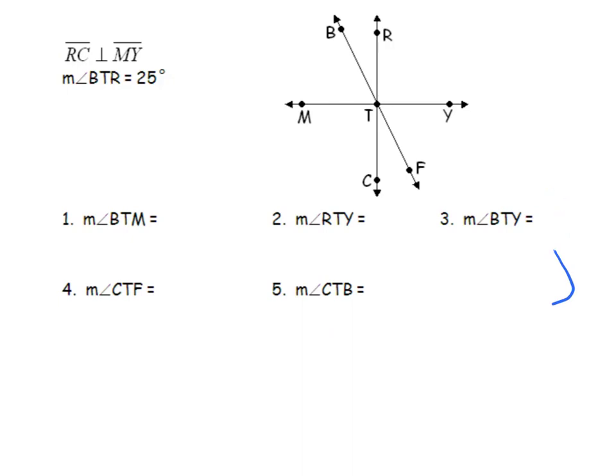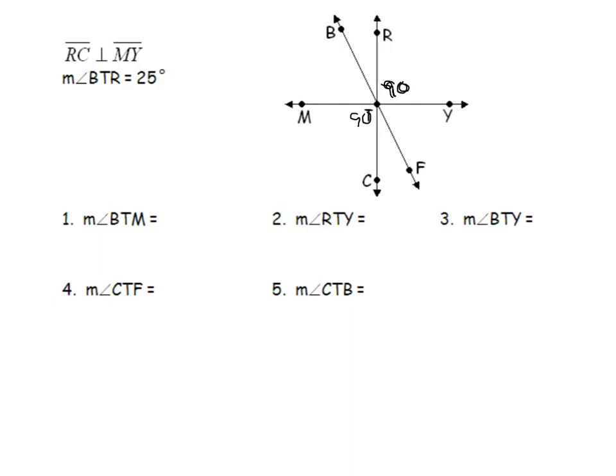Okay, so we're going to use the information that's given to us to fill in our picture first, then we're going to go ahead and answer 1 through 5. So first things first, they tell you that RC, right here, and MY are perpendicular. We just learned perpendicular lines create right angles, correct? So this ends up being 90 degrees, along with this one, and this one.